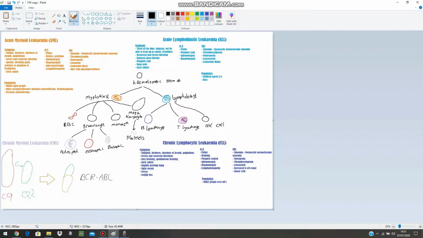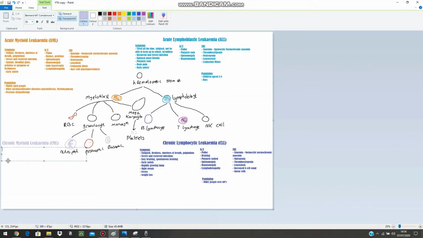BCR-ABL gene. And this BCR-ABL gene actually goes on to code for the BCR-ABL protein, which then goes on to activate tyrosine kinase receptors in our hematopoietic stem cells, which essentially goes on to cause them to proliferate uncontrollably. The excessive cells go on to infiltrate all of the structures that we saw before, including the bone marrow, the spleen, and etc. So what kind of symptoms do we see?